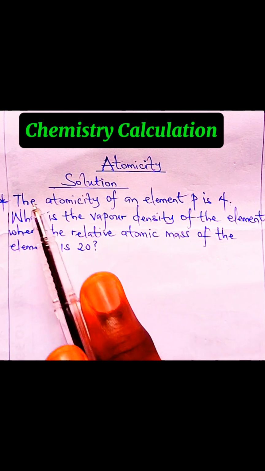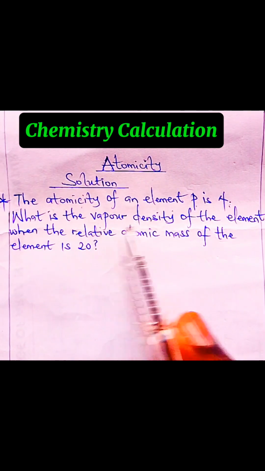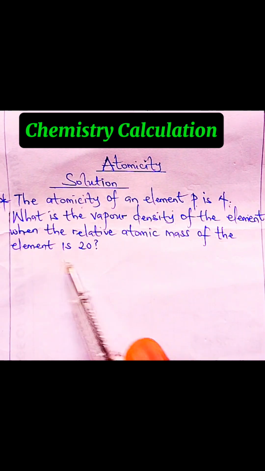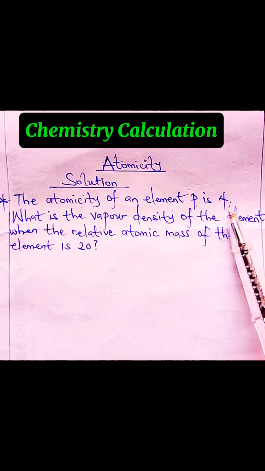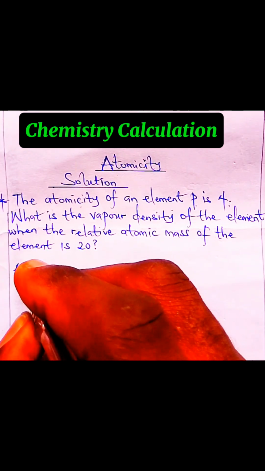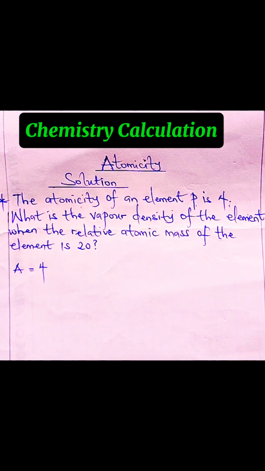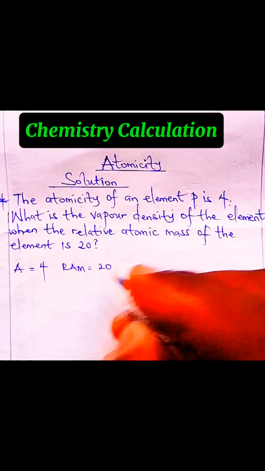Now look at this. The atomicity of an element P is 4. What is the vapor density of the element when the relative atomic mass of the element is 20? Provided that the atomicity of an element is given as 4, let's take that down. Atomicity is 4. Now, we are asked to look for the vapor density of that very element, provided the relative atomic mass of such an element is 20. Relative atomic mass, RAM, is 20.